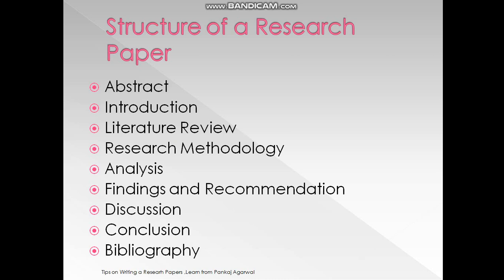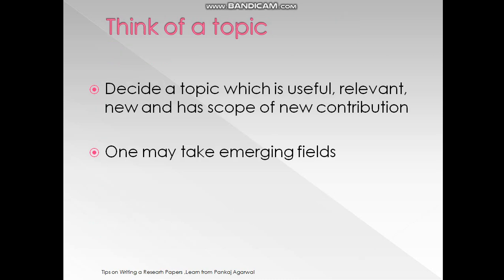This is about the structure of a research paper. Normally it takes like this. We start with abstract, then we have introduction, literature review, research methodology, analysis, findings, recommendations, discussion, conclusion, and bibliography. Normally these headings take place in a research paper. Now we start. I will take introduction and abstract at the last.